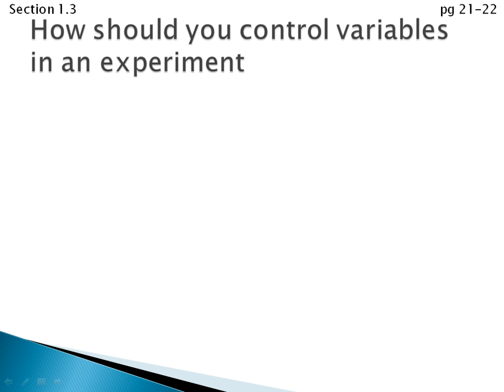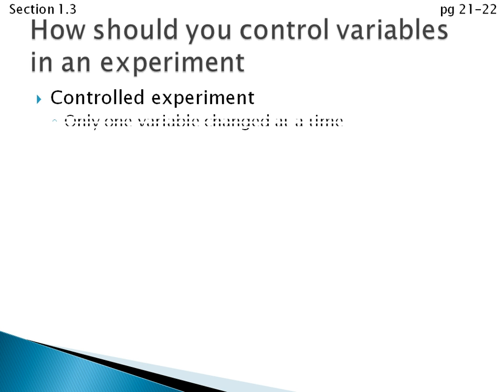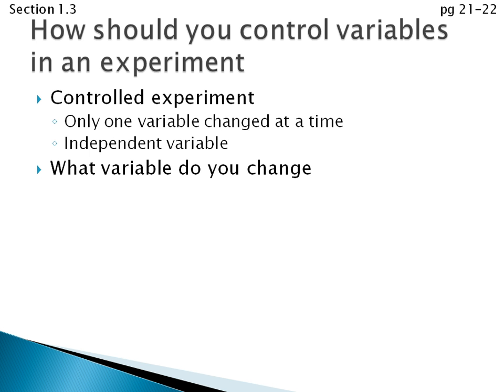The next thing is, how should you control variables in an experiment? Specific ways to control a variable in an experiment is actually through what's called a controlled experiment. This is when you change only one variable at a time. And this is a very important experiment we do in science, and it's one of the most common experiments that scientists use. And what we do is we take the independent variable, which we already talked about, is the one where we purposely can change it, and then measure how it changes.